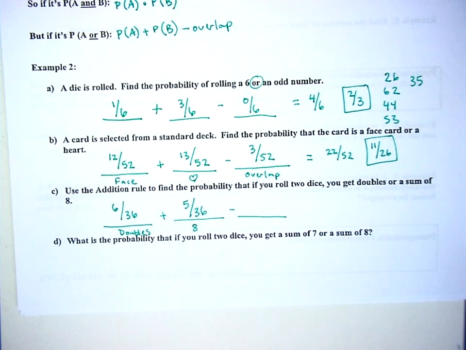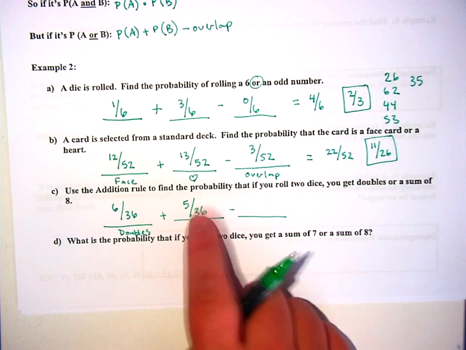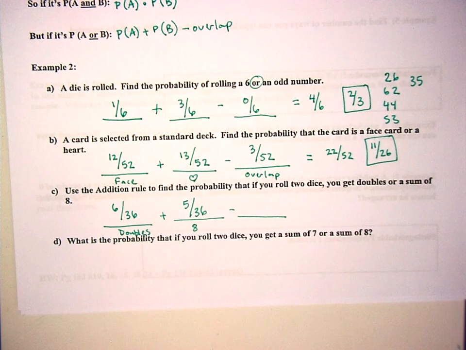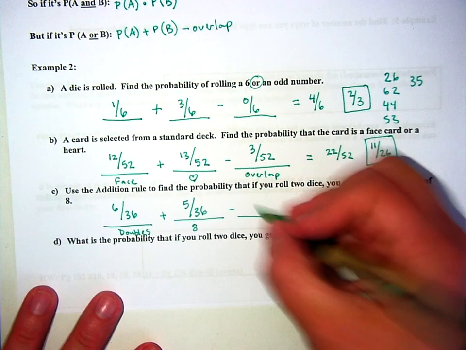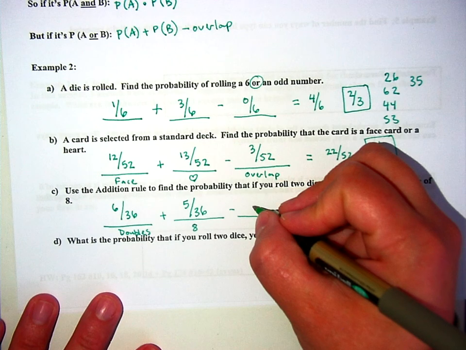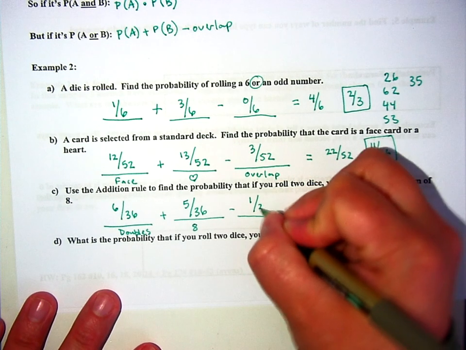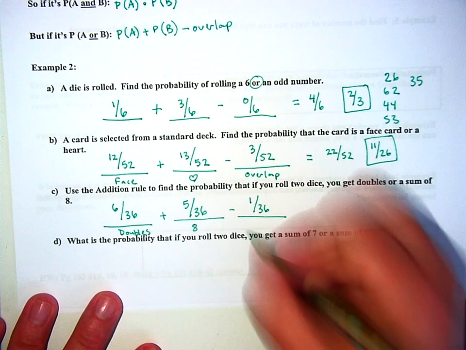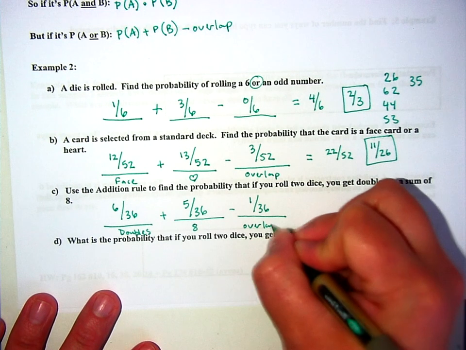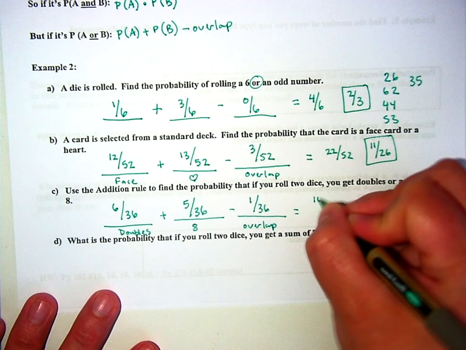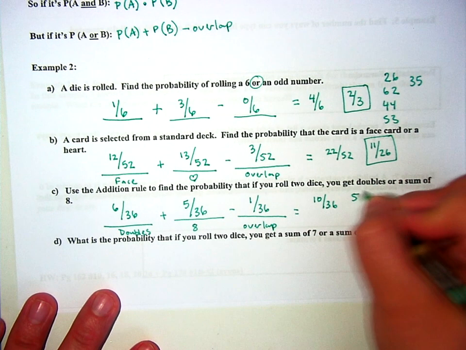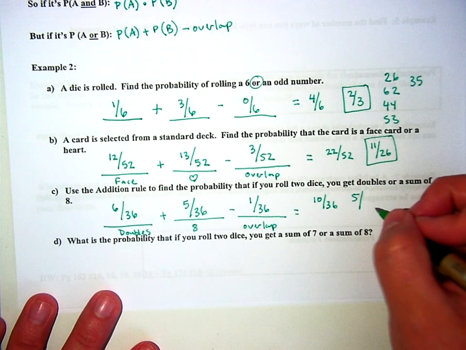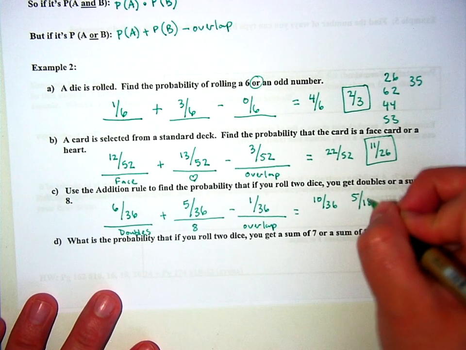Now, where did I overlap? What is counted in the doubles column, but also counted in the adding up to 8 column? Everything, isn't it? Double 4s, which is 1 out of 36. That's the overlap. So the answer is 10 out of 36 or 5 out of 18.